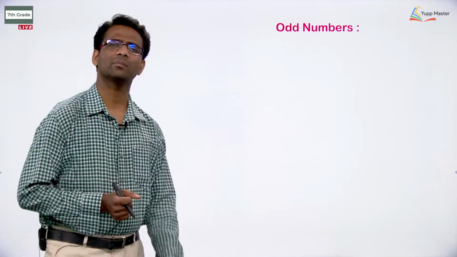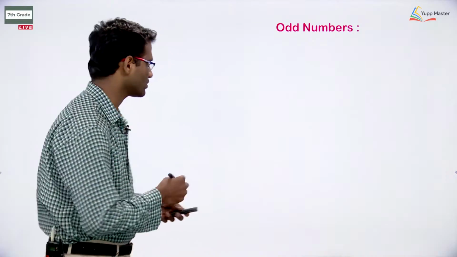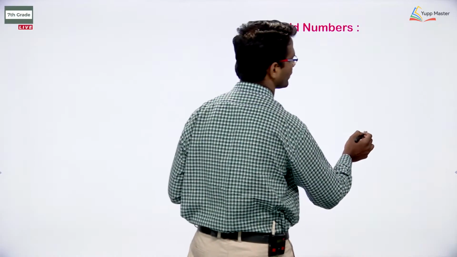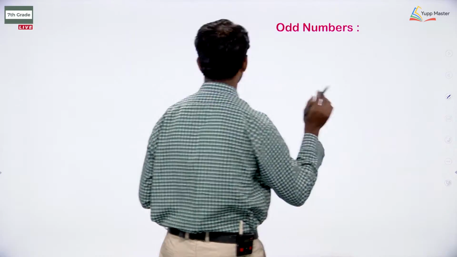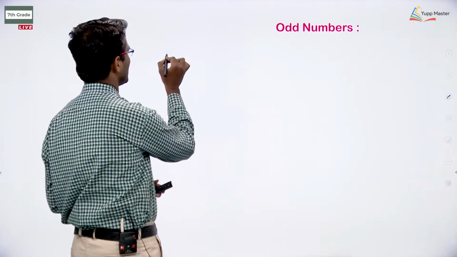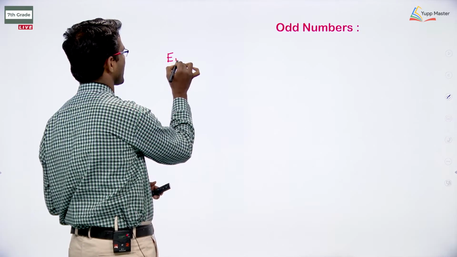So, what are odd numbers? First, let us recollect what an even number is. An even number is one where, whenever a given number is divided by 2, the remainder it leaves is 0. The general form for an even number is 2n, right? Let us write down whatever we have told.